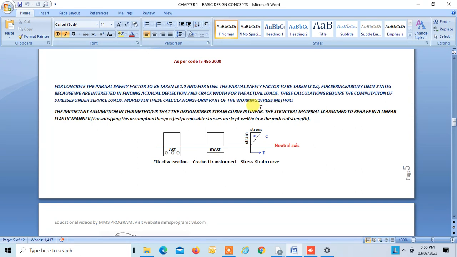So when you are doing limit state of serviceability, in that case you are going to use this stress strain diagram. This is the stress strain diagram for working stress method. The important assumption in this method is that the design stress strain curve is linear. The structure material is assumed to behave in a linear elastic manner. For satisfying this assumption, the specified permissible stresses are kept well below the material strength. That is what we have understood above, right?